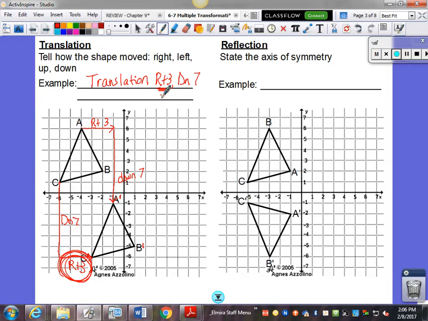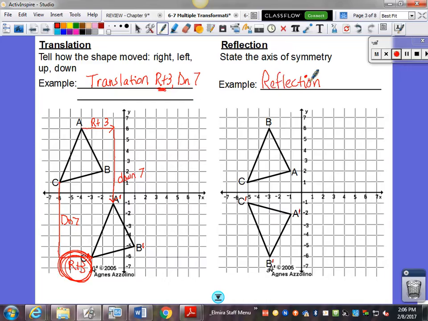Okay, reflection. Yep, I can see that here's my original triangle, no primes. Here's my image triangle, it has the primes. And I can see that it flipped over, it reflected. So in lesson 6 too, you would have told me that this is a reflection. Okay.